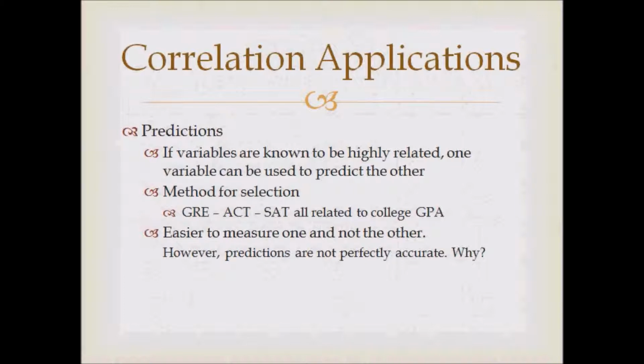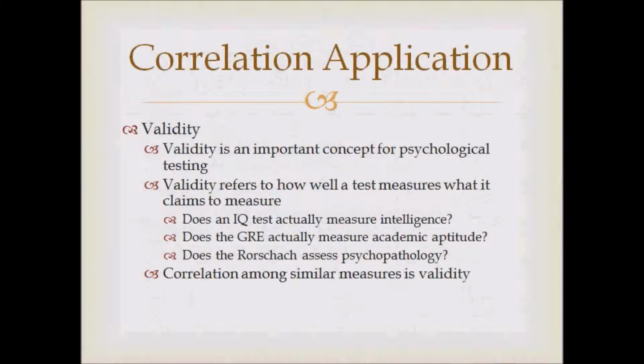Similarly with the GRE and the SAT, your SAT score usually is somewhat predictive of your college GPA. It's not always accurate. There's always some error involved in individual differences. However, this is used highly in much research. Again, you have to have that established relationship in order to do this. We also use this with validity.